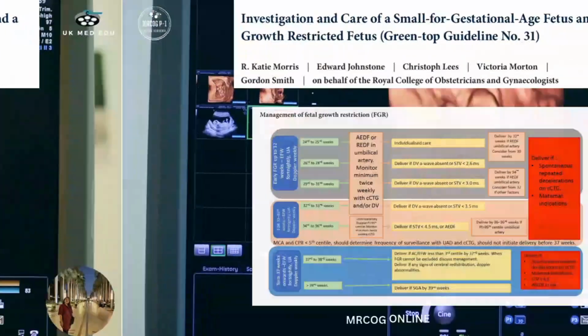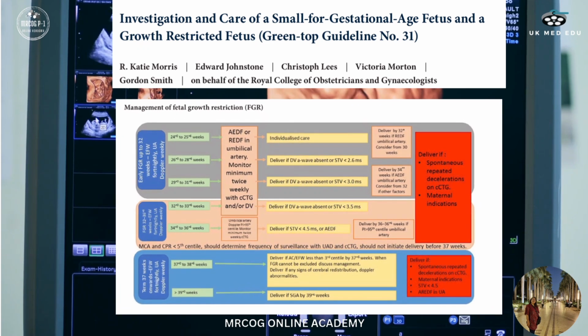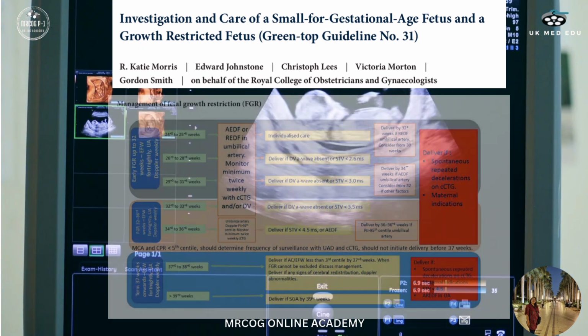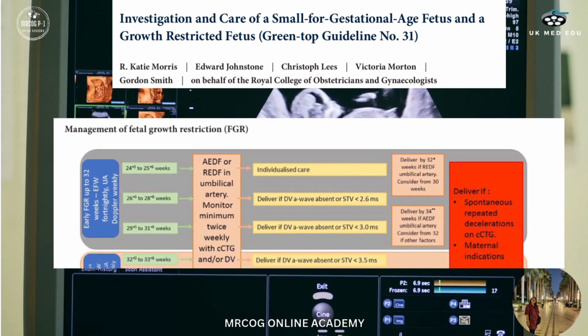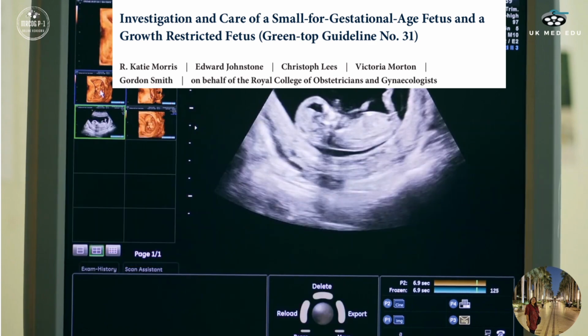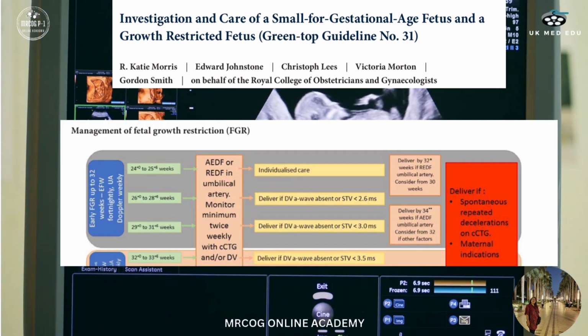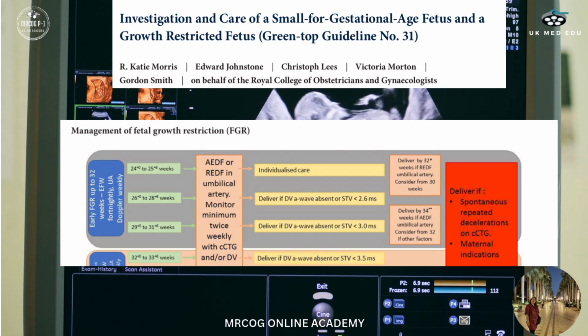Now go to the next slide. Once FGR is diagnosed, the management approach depends on the severity of Doppler findings and gestational age. Here is early FGR, that is before 32 weeks. In that case, you have to monitor estimated fetal weight fortnightly and umbilical artery Doppler weekly. If absent or reversed end diastolic flow is detected, you have to monitor at least twice weekly with continuous CTG and ductus venosus Doppler. And delivery is recommended by 32 weeks if reversed end diastolic flow persists.